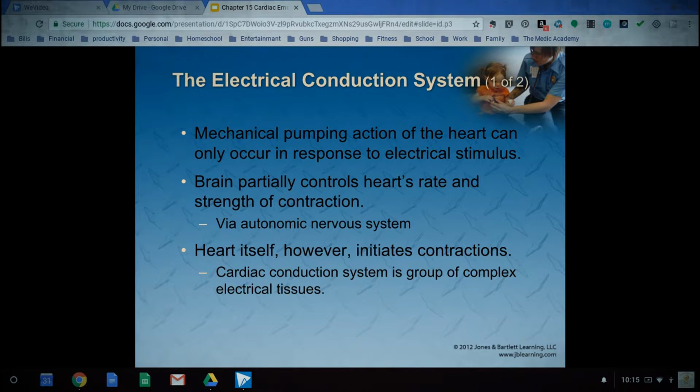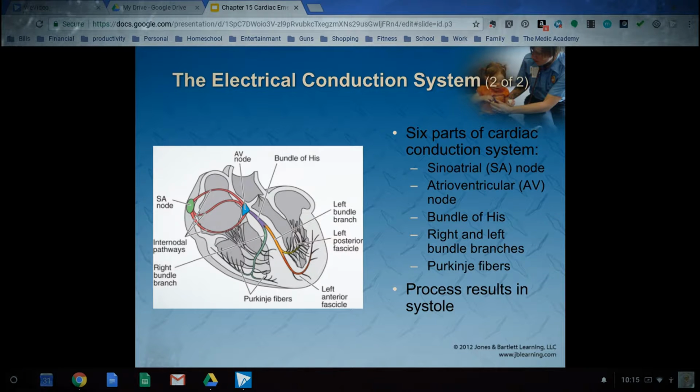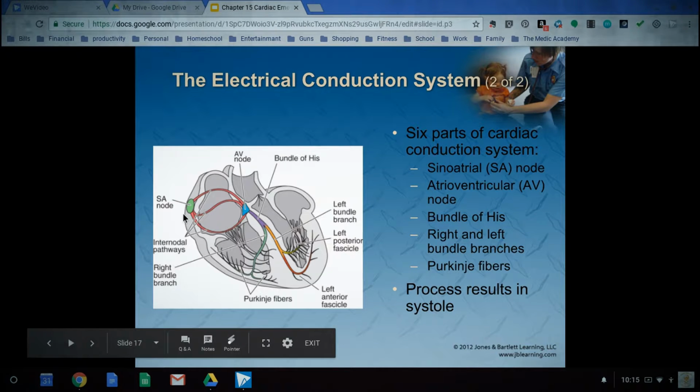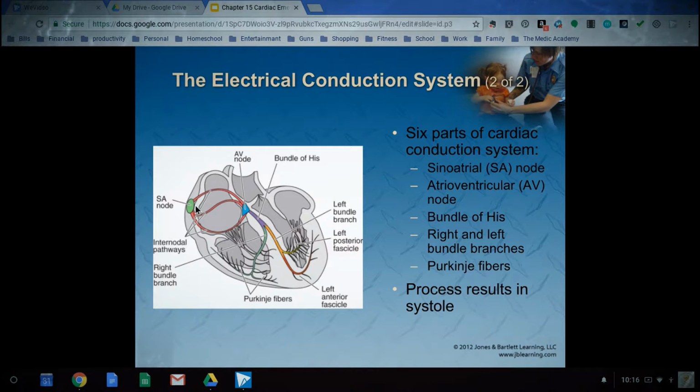The heart itself can, however, generate its own contractions due to its special electrical tissues. This is termed automaticity. Taking a look at the electrical conduction system, we're going to start here at the SA node. The SA node, or the sinoatrial node, is the body's main pacemaker, and it has an intrinsic firing rate of 60 to 100 beats per minute.